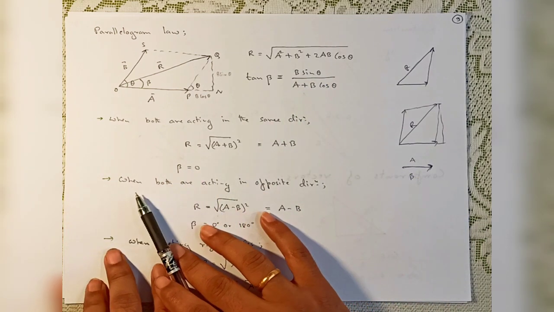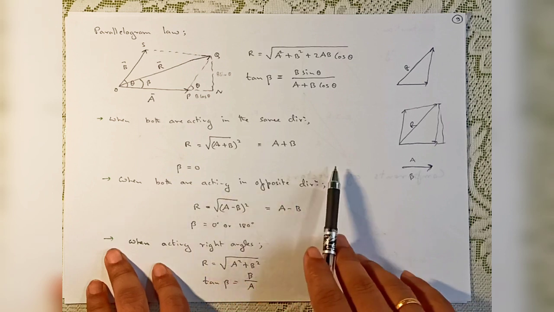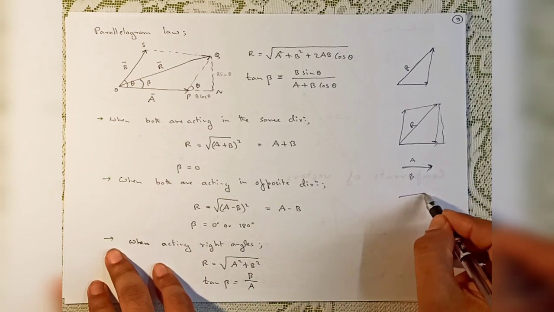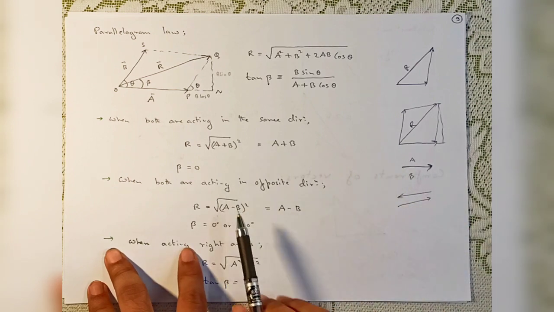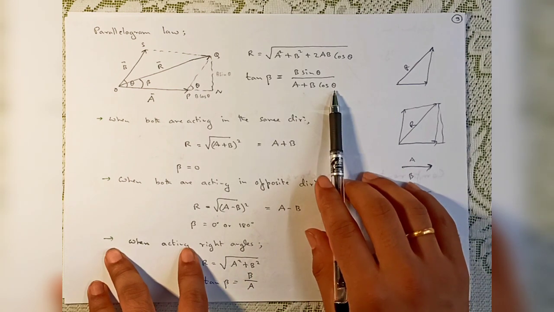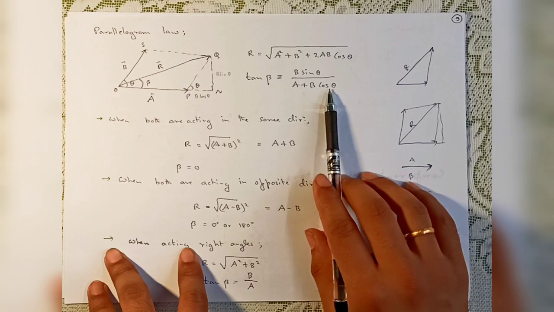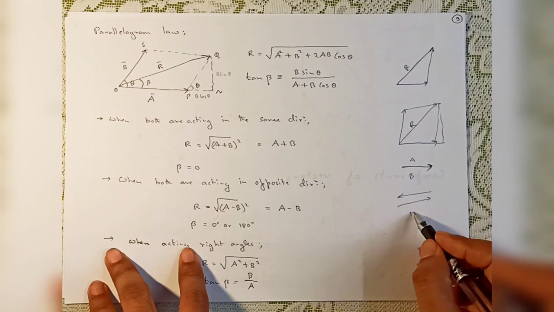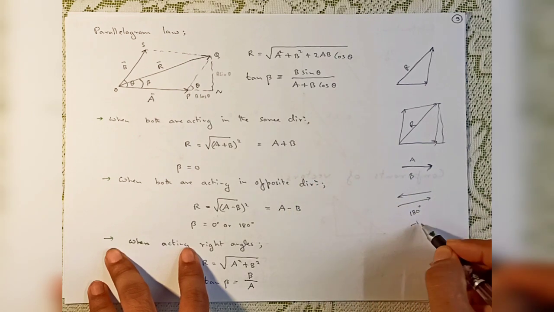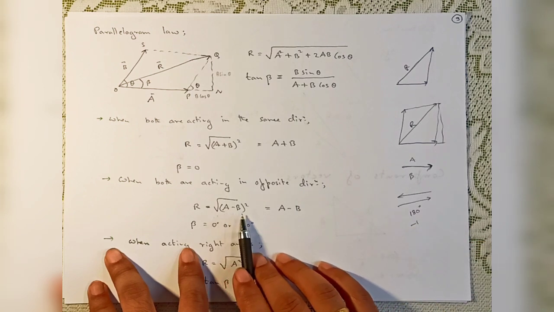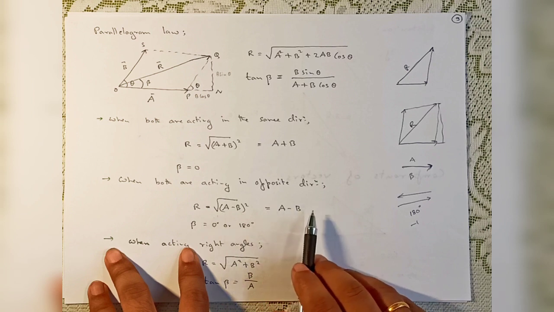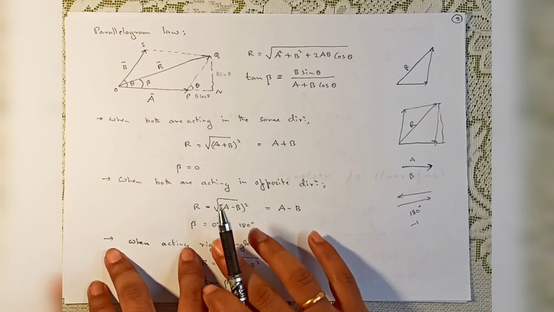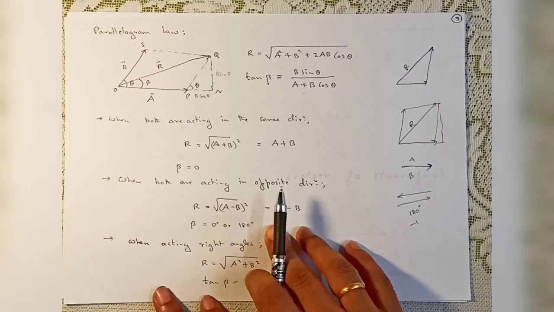Another case is when both are acting in opposite directions, A on this side and B on this side. Then theta is 180 degrees and cos theta is minus 1. Therefore the resultant is the square root of A minus B whole square, which is A minus B. So beta will be either 0 degrees or 180 degrees.